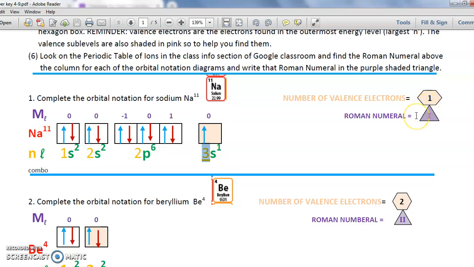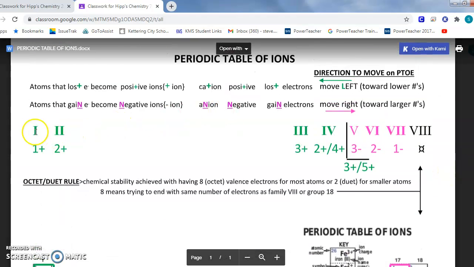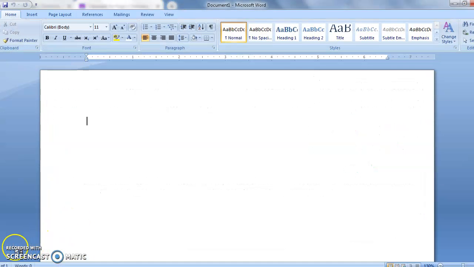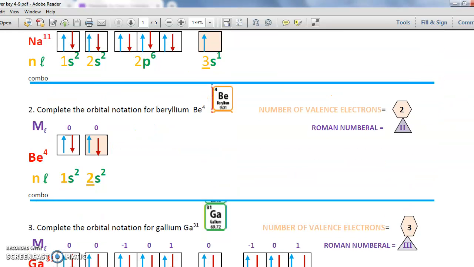We're asked to find the Roman numeral on the periodic table of ions. So looking on the periodic table of ions, there is sodium. We go up to the top. Holy cow, it's a Roman numeral 1. It is a Roman numeral 1 right there. So for sodium, it has 1 valence electron, and above sodium's column is the Roman 1. They're both 1s.